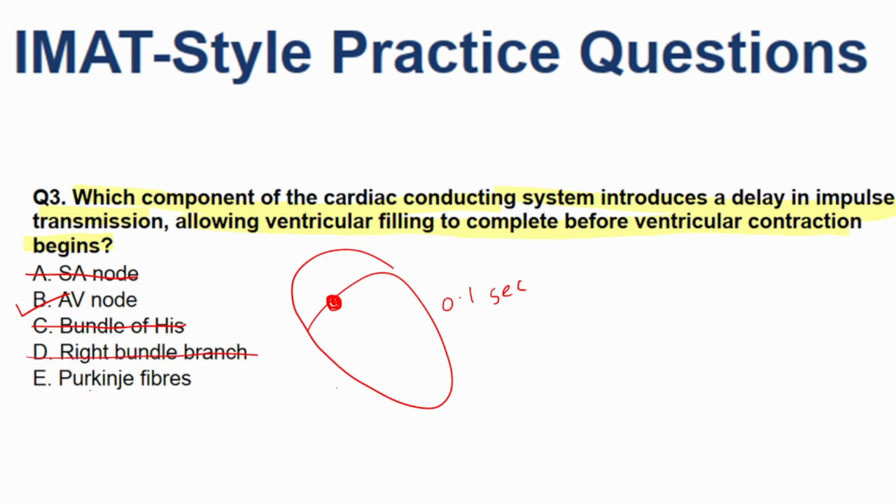Purkinje fiber, or option E, is incorrect because these specialized fibers are built for speed, not delay. They distribute the signal to the ventricular muscle cells incredibly fast to trigger a coordinated, powerful contraction from the apex upward. Therefore, the AV node is uniquely specialized to introduce that vital mechanical delay, making option B our definitive answer.